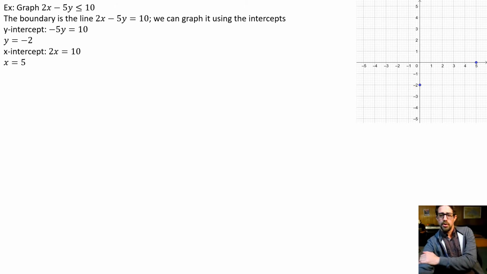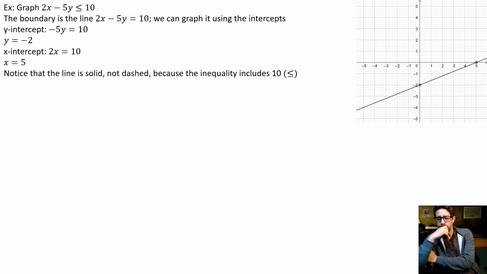Okay, so then just draw the line. Now it's a solid line because we're including points that actually sit on the line, because this is less than or equal to. See the difference? Seems minor, but stuff like that is important. Okay, so that's the difference.